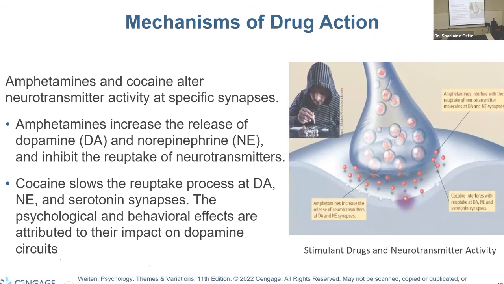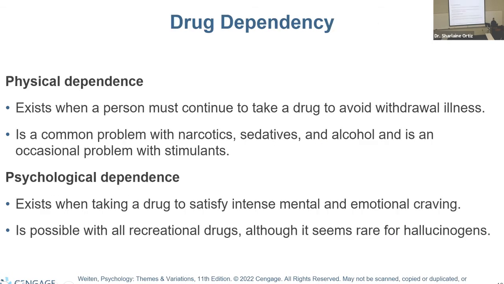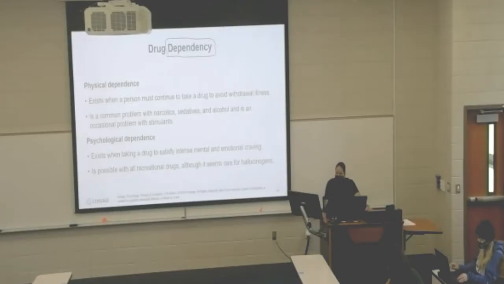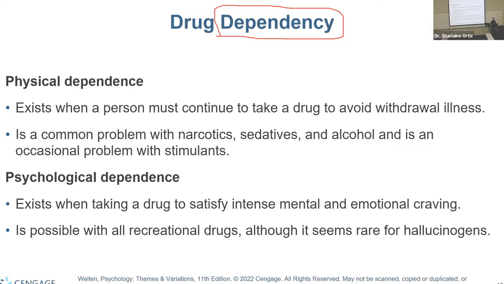Let's go back to our slides. Now we talked about addiction. But let's talk about dependency. The main difference between addiction and dependency is that with addiction, we are seeking this desired effect, and with dependency, we need this desired effect. That's the main difference. A lot of people use them as synonyms, but they're not the same.